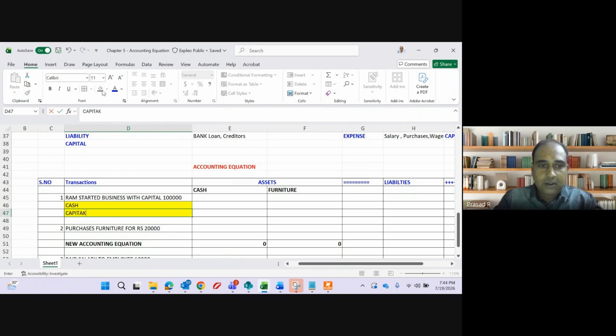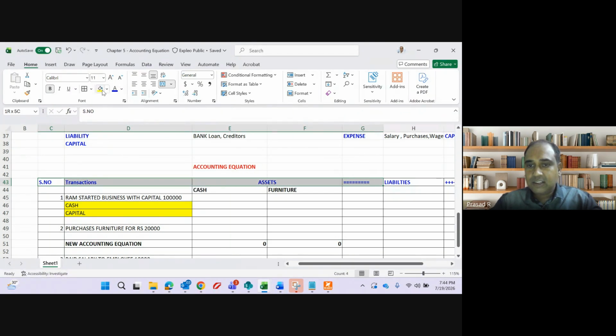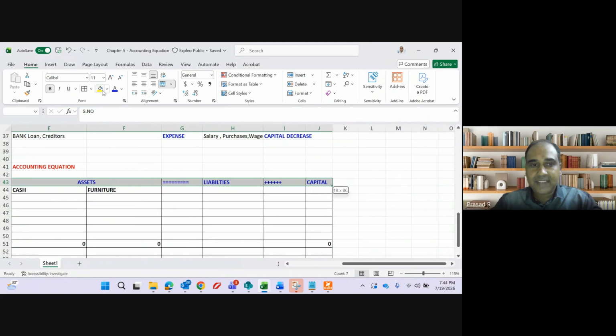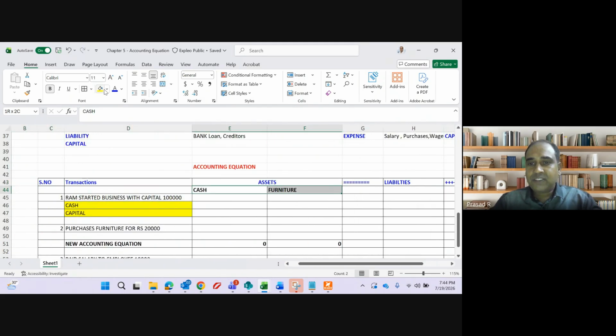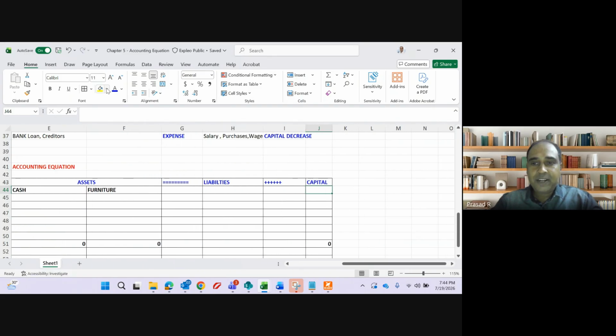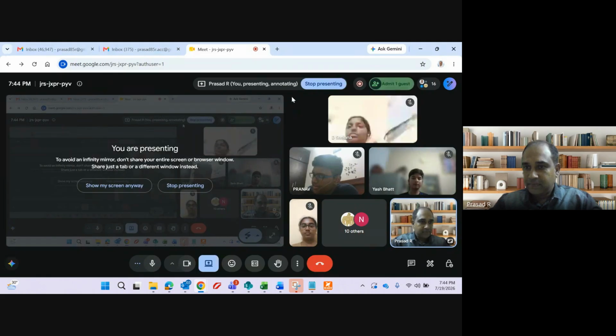Another account is capital. Before that, the format of accounting equation is serial number, transaction, assets equal to liabilities plus capital. Each category of asset will come under assets, like cash, furniture, building, stock. In liabilities, bank loan, creditors. Capital will include only capital, guys.